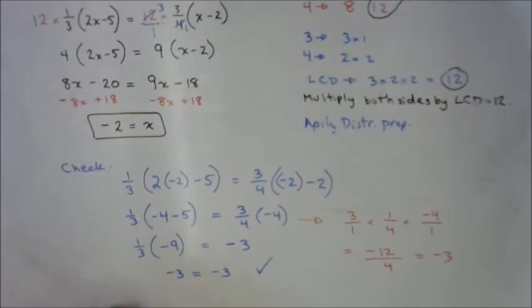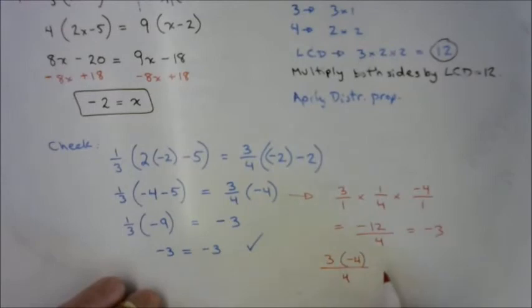Or we could look at it this way. You could say, okay, if 3 is being multiplied by negative 4, I could actually just bump that guy into the numerator and divide by 4, which would give me negative 12 over 4, which would give me negative 3. Or you could cancel these guys out and go straight to negative 3, making sure you keep the negative sign.